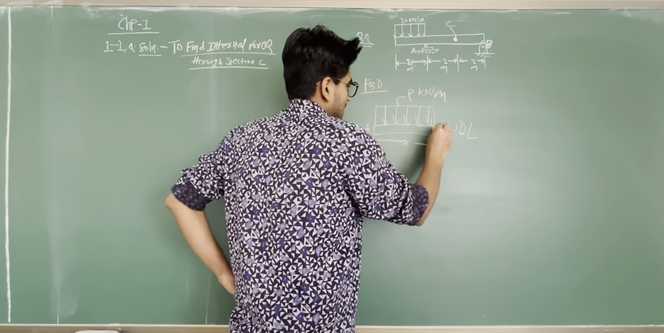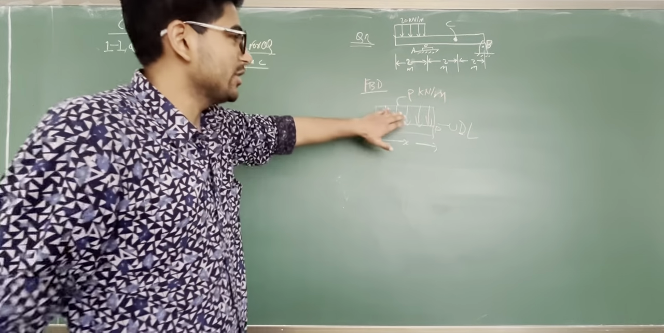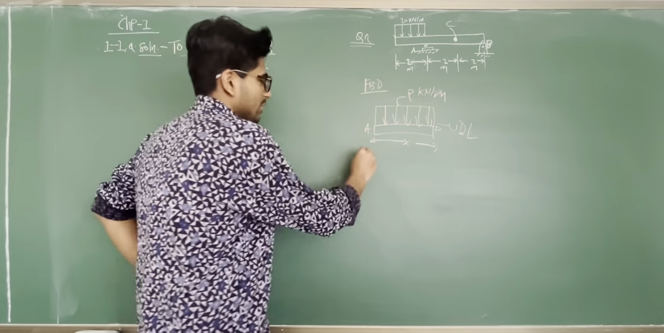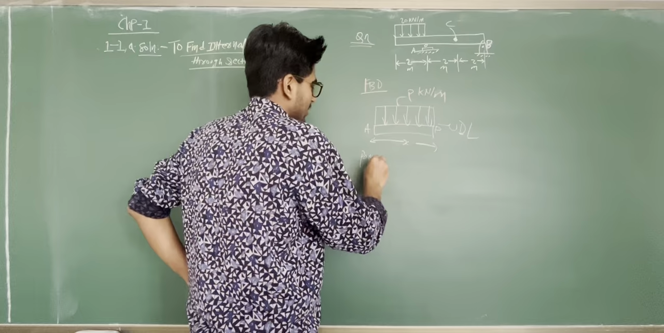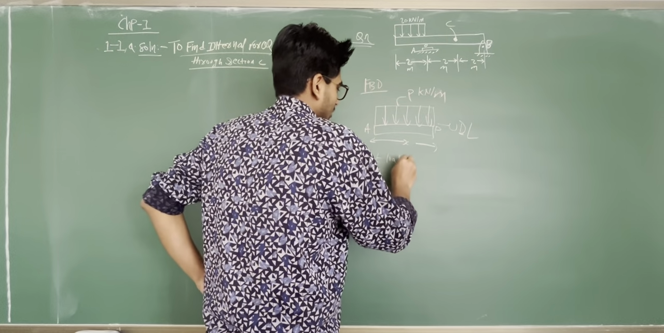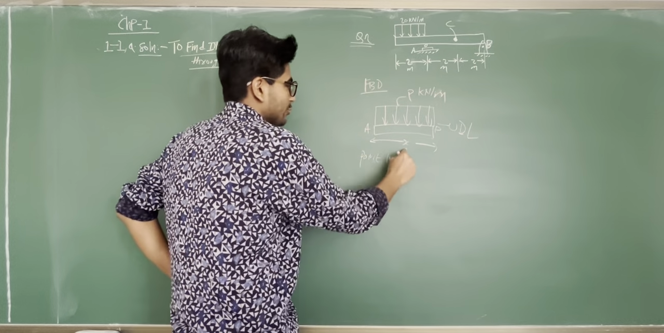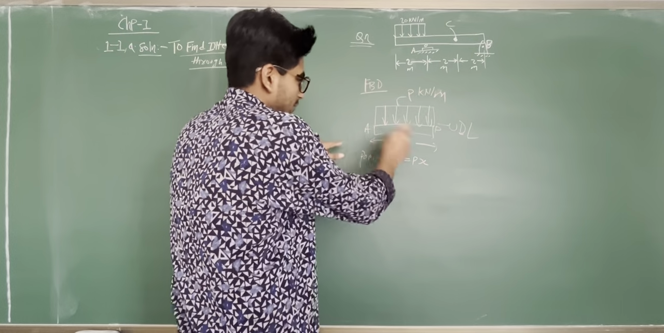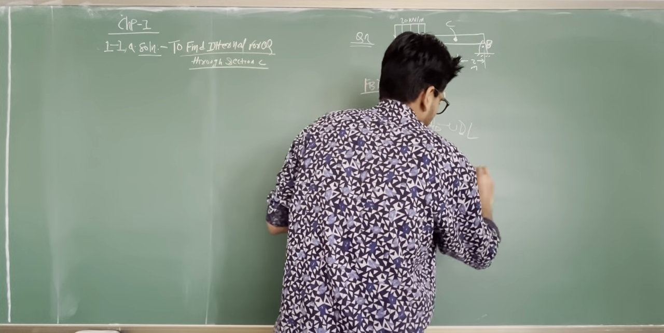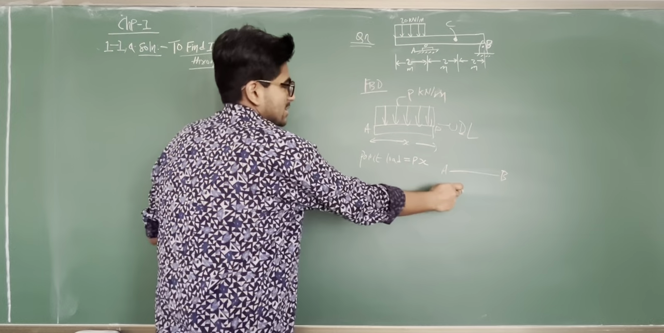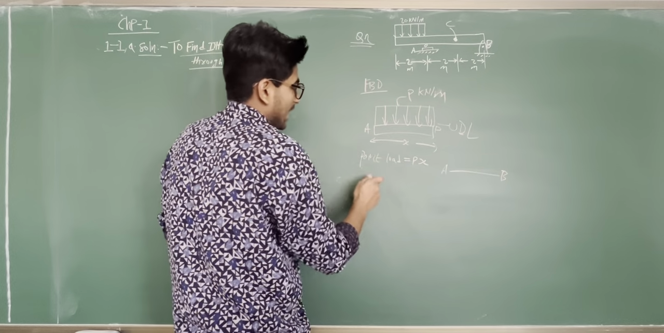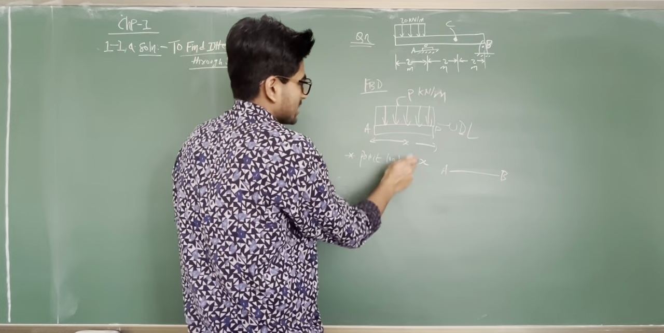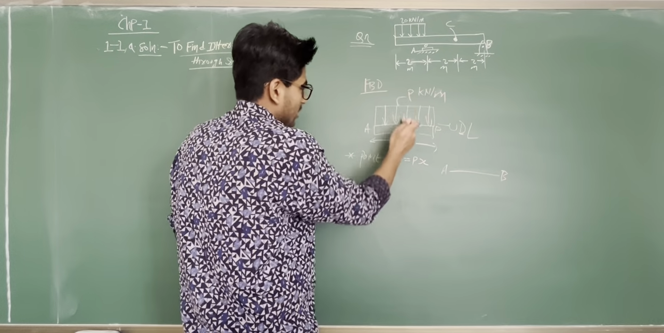It has a length of x. Since this is a UDL, we have to find the point load. Just remember the formula: point load equals P into x. So if we take points A and B, the point load Px will occur somewhere there.